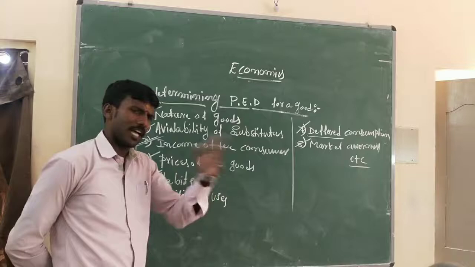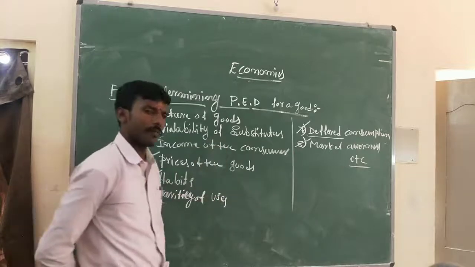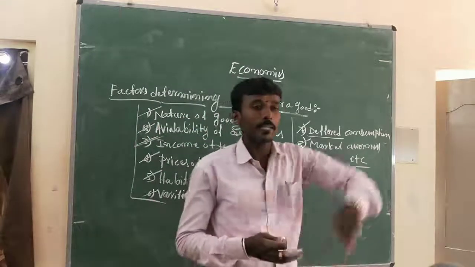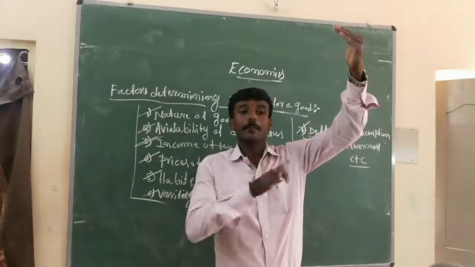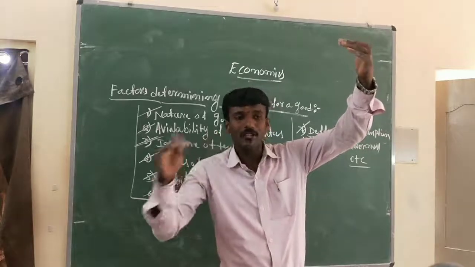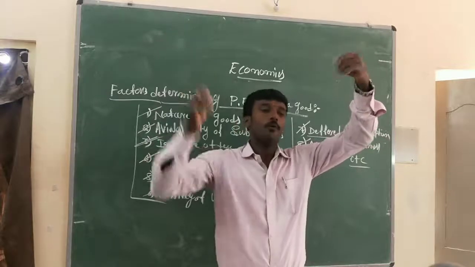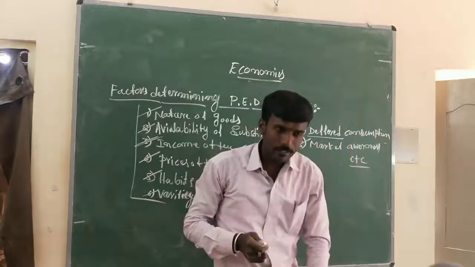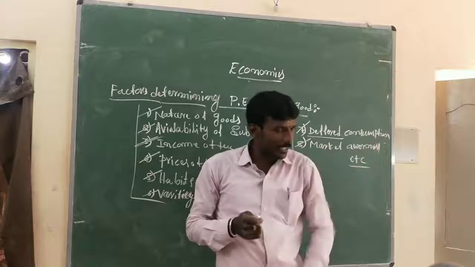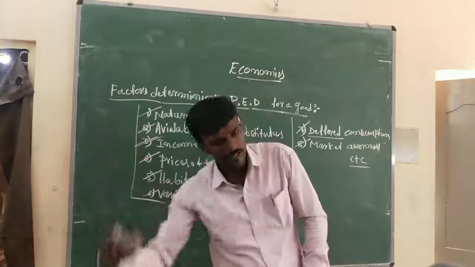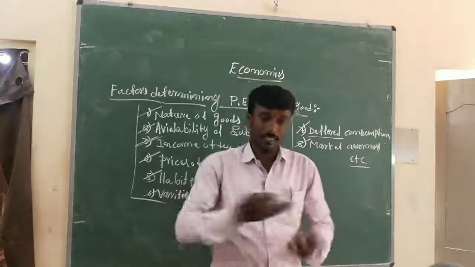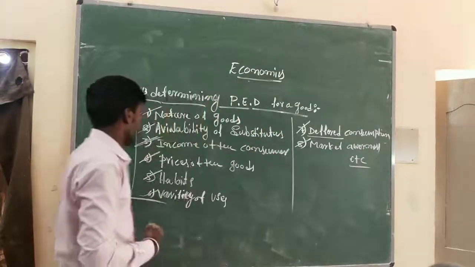For example, when the consumer income increases, the quantity of buying or the purchasing power of the consumer also increases, right? When the consumer income decreases, automatically the quantity of demand also decreases. So that is what I am saying here. See for example, let us consider another one.